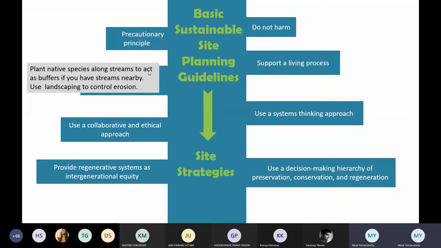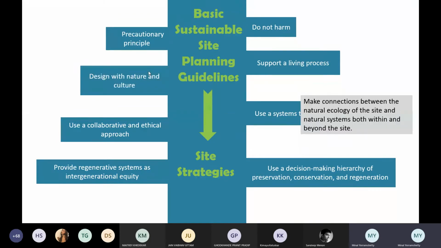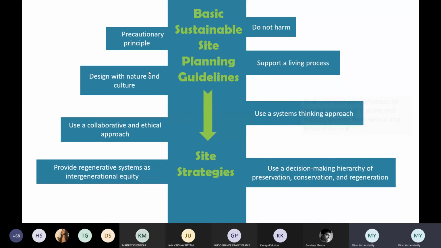If I say systems thinking, make connections between the natural ecology of the site and the natural systems, both within and beyond the site. So it's not that what you do on your site will be contained within the site. There are certain elements which will go beyond and create issues, which Sandeep just explained. There was no reason why the builders came up and started doing that to the farming and to the river overflow, right? But joining these dots is our job. So these are some of the things I meant by the targets.